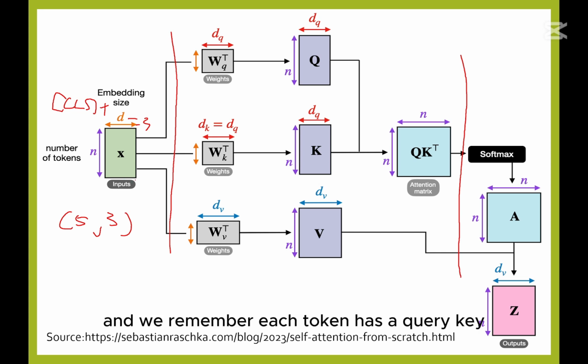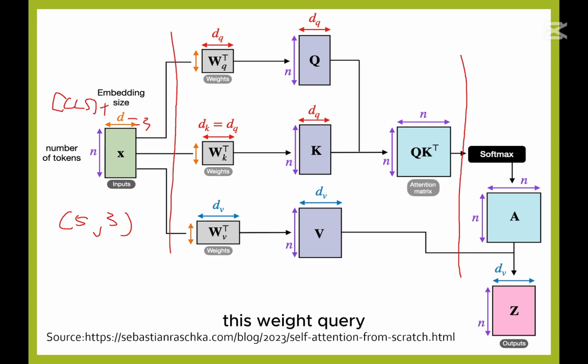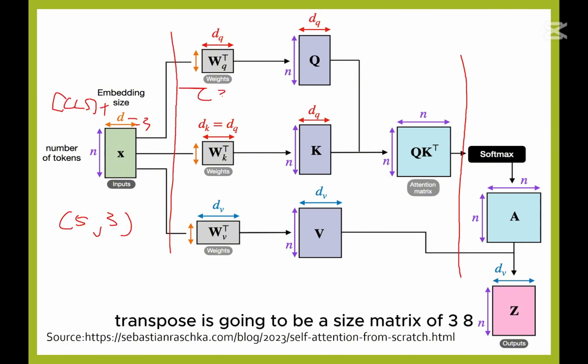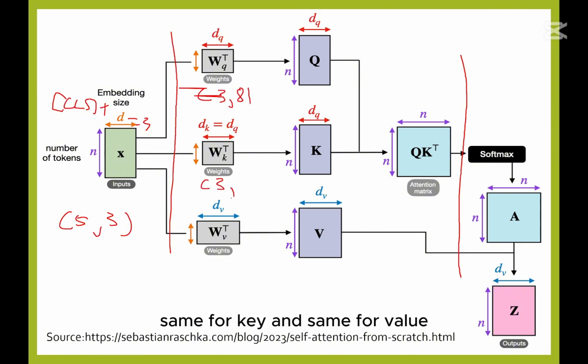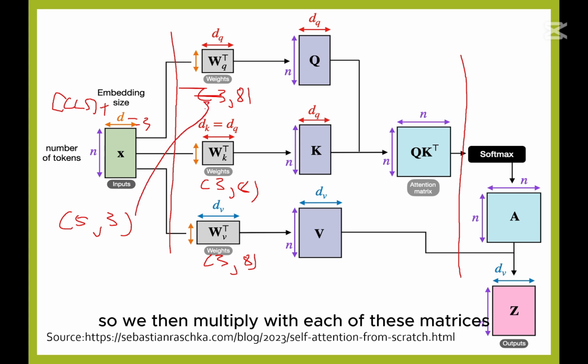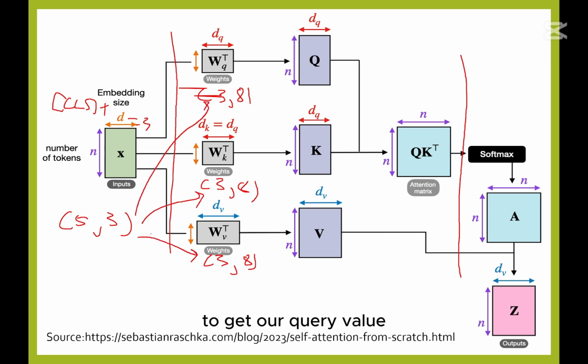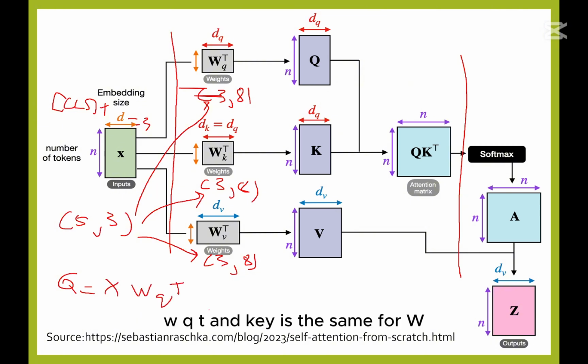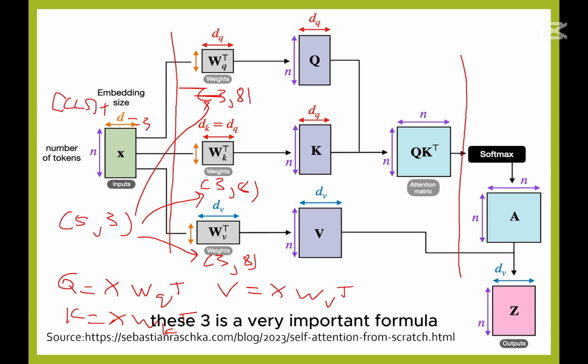And we remember each token has a query, key, and value matrix that we have to solve. Since we set our hidden size to be 8, this weight query transpose is going to be a size matrix of 3, 8. Same for key and same for value. So we then multiply with each of these matrices to get our query, key, and value. Okay, so query will equal, let's just call this X, X WQT, and key is the same with WKT, and value is going to be X WVT. So this is a very important formula that we have to remember to get our query, key, and value.